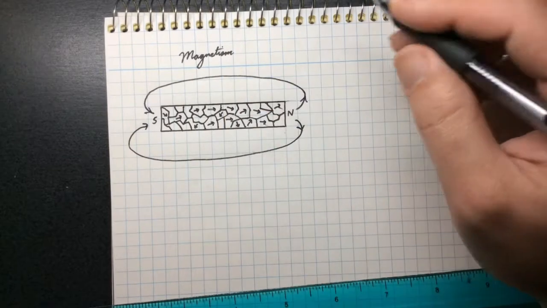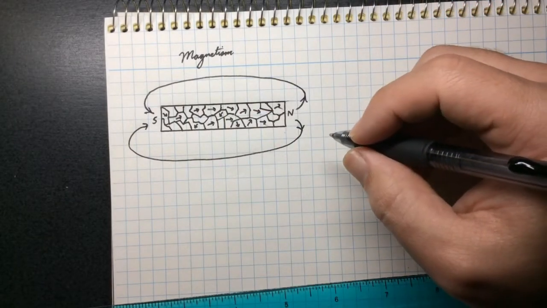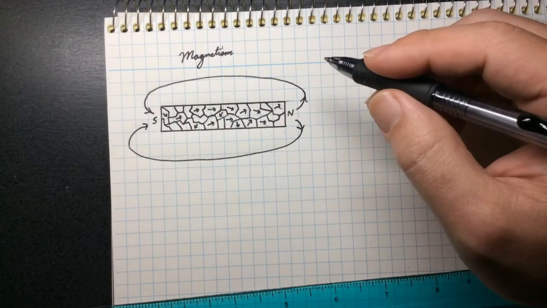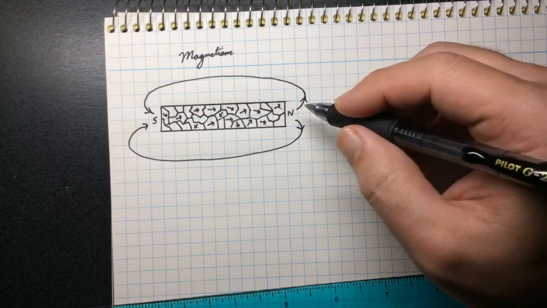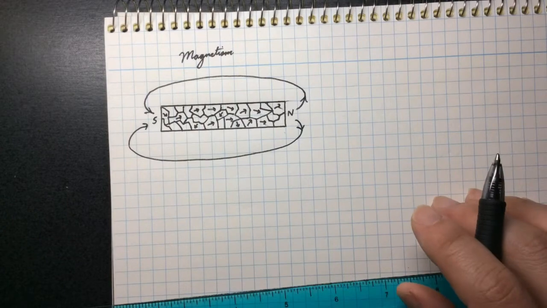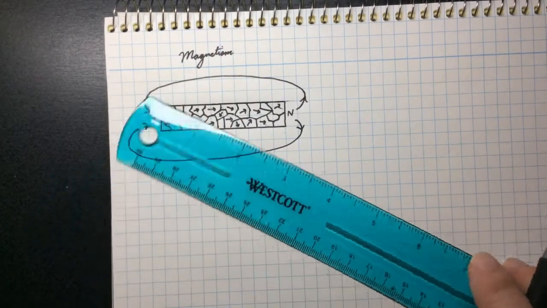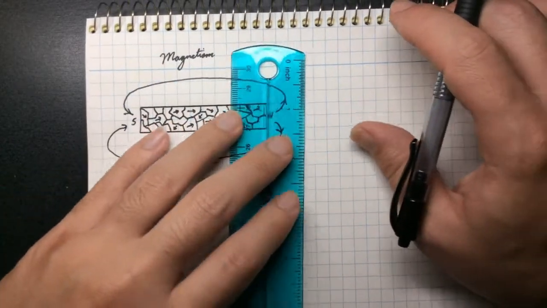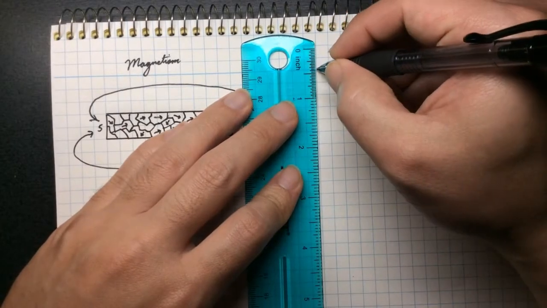So with magnetism, just remember that your magnets have a north pole and a south pole. The north pole is where those magnetic field lines come out. The south pole is where those magnetic field lines go in. And let's go ahead and also talk about the right hand rule, which we should know from angular momentum.